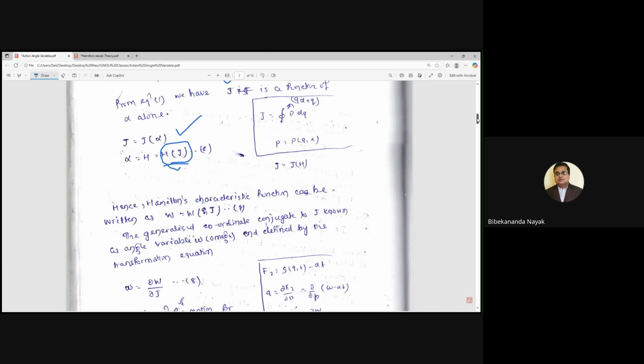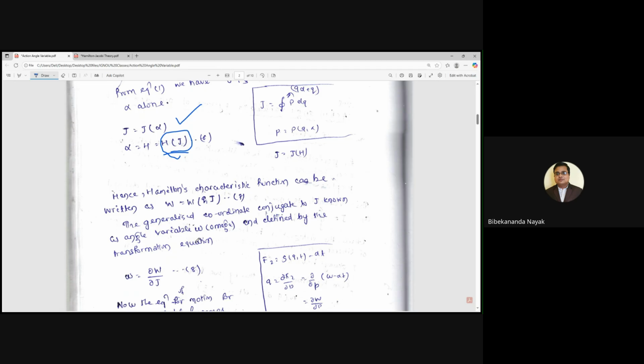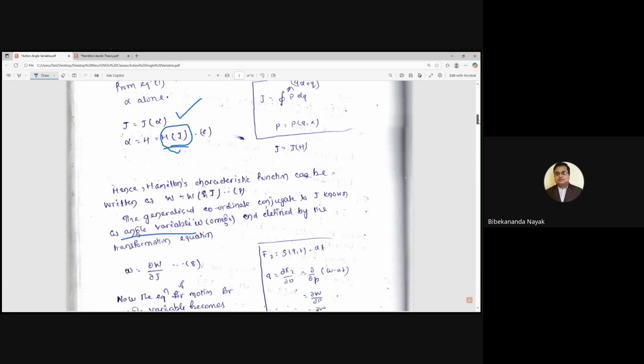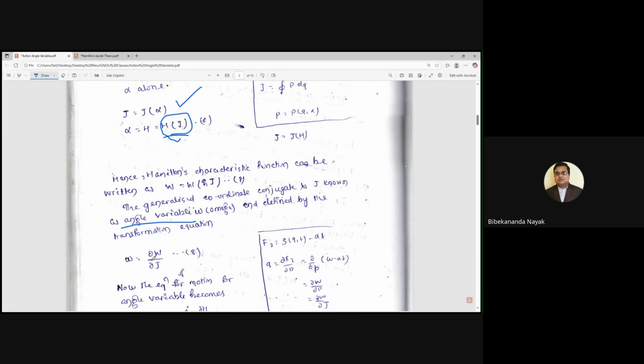So this is your alpha. Now we already know Hamilton's characteristic function W is a function of Q, J. Now we define a quantity which is known as the frequency or angle variable w, which is related with the corresponding angular momentum. We consider the coordinate Q, which is related with P.